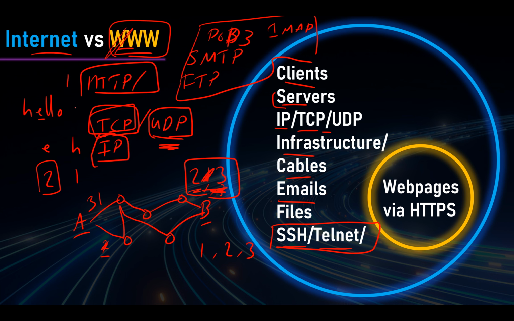So if we number them, usually they number them like this. We say this is layer 4, the top layer, the application layer. The transport layer, that's level 3. IP, that's level 2. And then level 1 we have the physical layer.